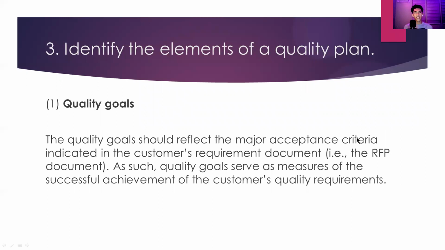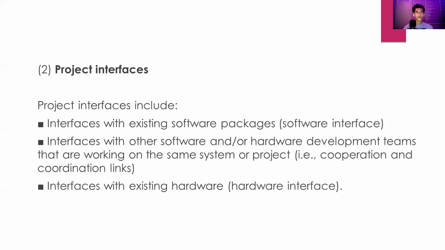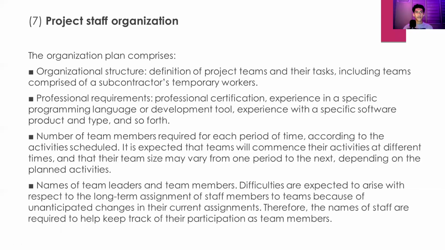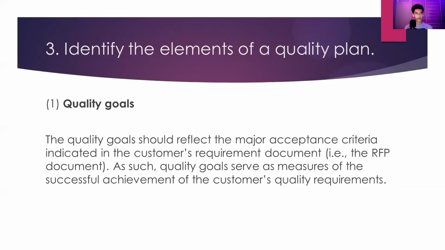So the third question for chapter 6 is to identify the elements of a quality plan. Also, wrong. So this is the elements of the quality plan. What I answered earlier is the elements of a development plan. So this is the elements of the quality plan.